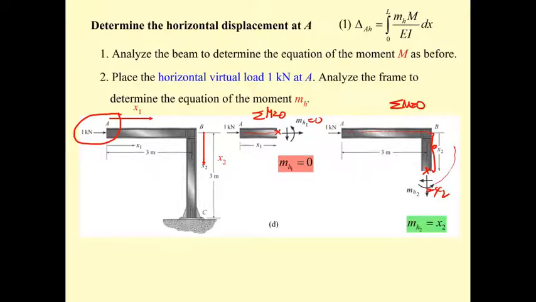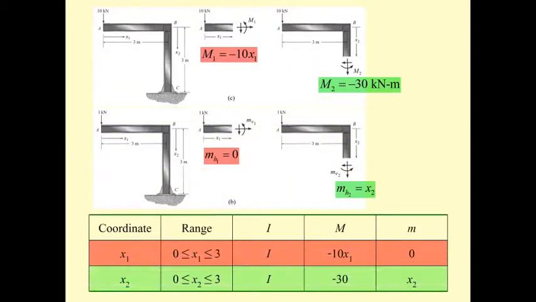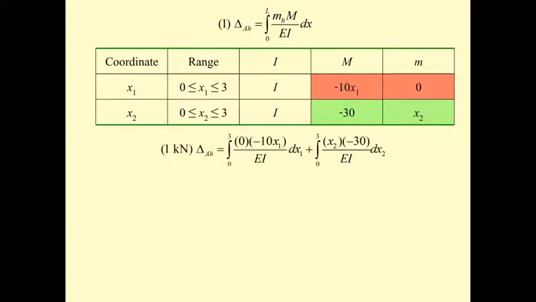Okay, that's positive, right? And then now the capital M you already know. You just put it into the table, and you can see that the first integration over here is 0. That means no effect of this 10 kilonewton on the deflection, on the horizontal displacement of member AB. And we have only this, so the integration is going to be very simple. Only one part. This part is 0.